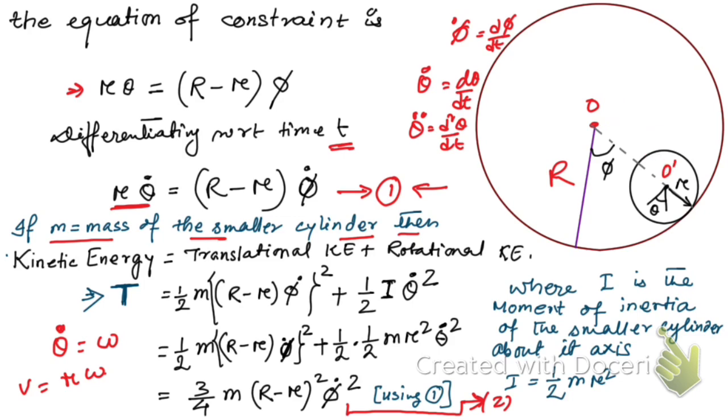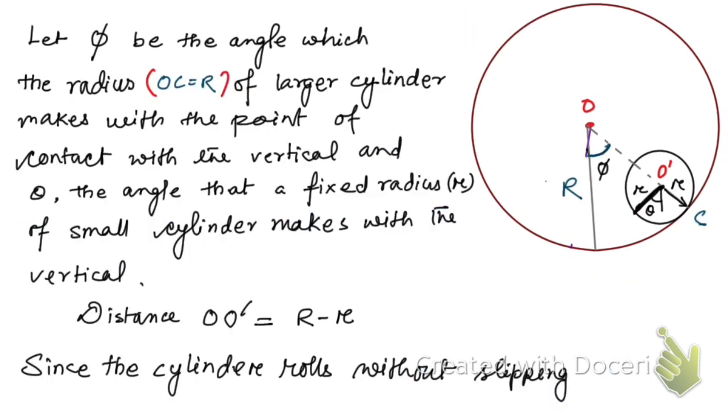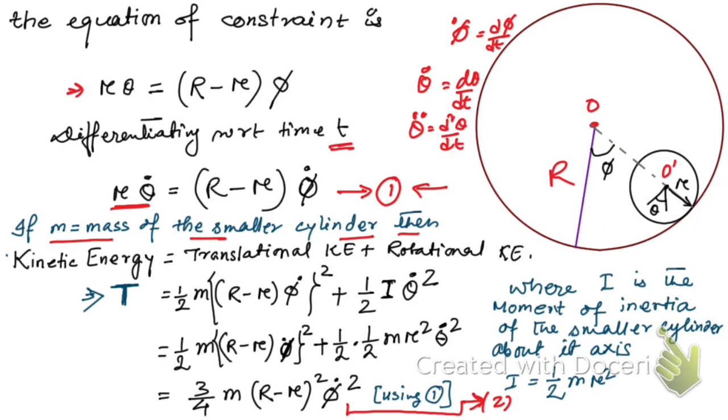So what we have got here is the translational motion of the center of the smaller cylinder, from O to O dash. This length is capital R minus small r, and it subtends angle phi. I have drawn this one here, but it is supposed to be at this position, vertical. Let me show you another figure. This is the perfect position, vertical.